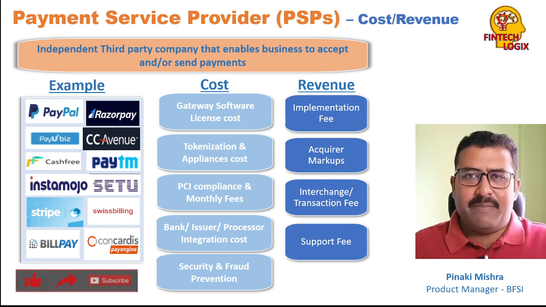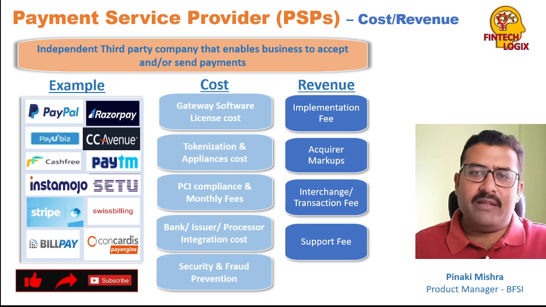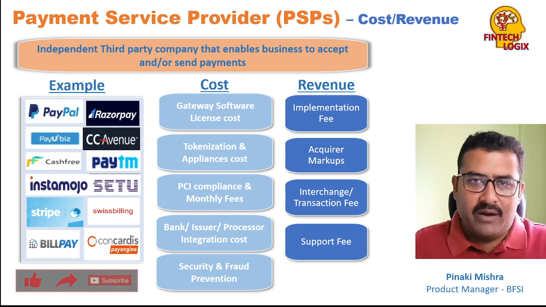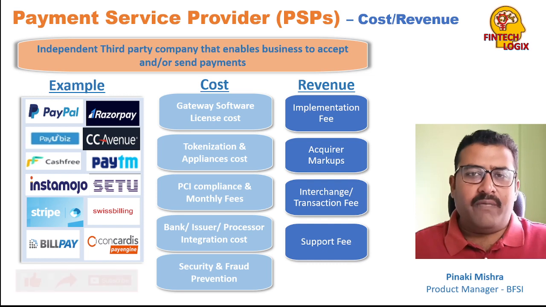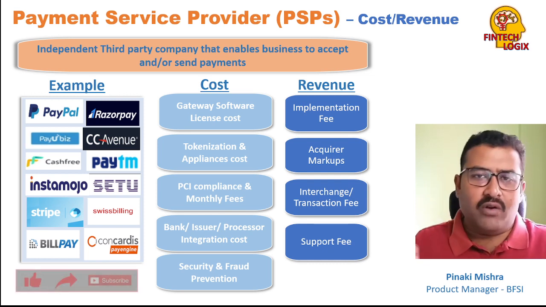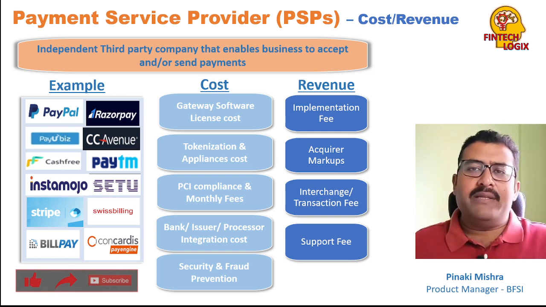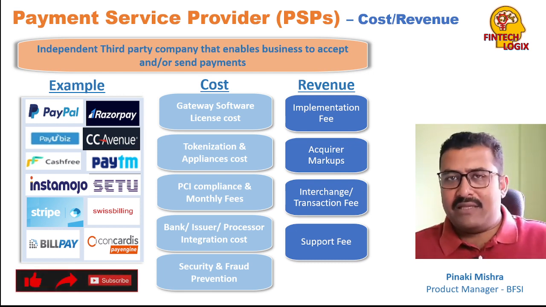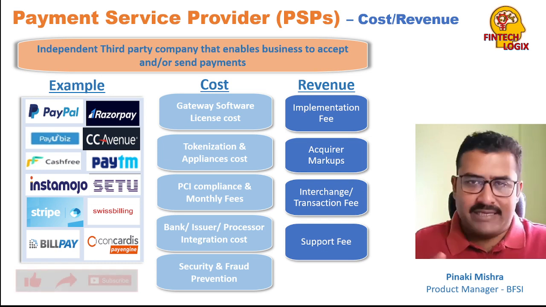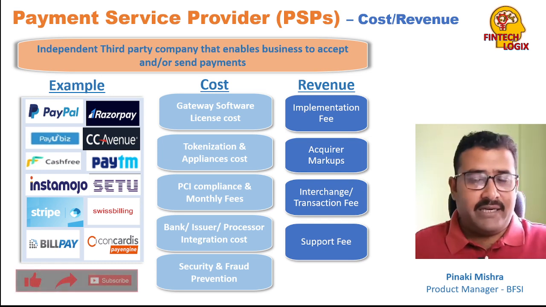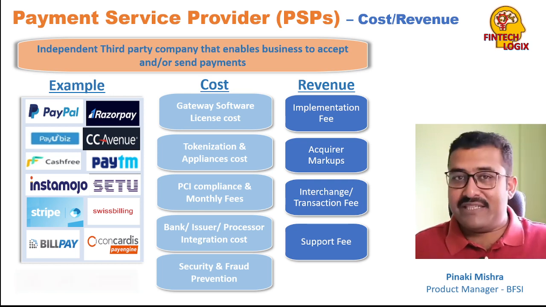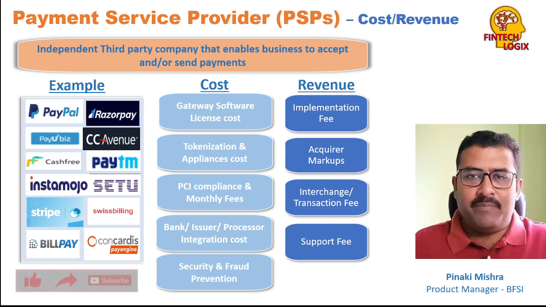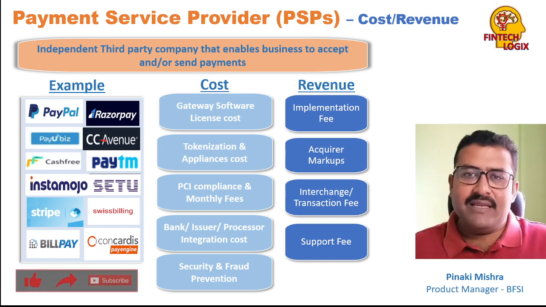The second thing is acquirer markups. Whenever they deal with acquirers from the merchant side, from the acquirer network angle, one portion of the merchant's revenue is also collected as a markup. The third one is the interchange or transaction fee. Interchange is the word normally used in the case of credit cards, and transaction fee for any other payments. So, in short, a portion of your transaction is taken.